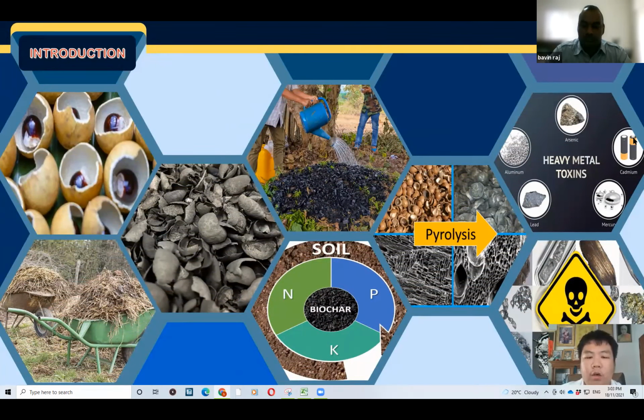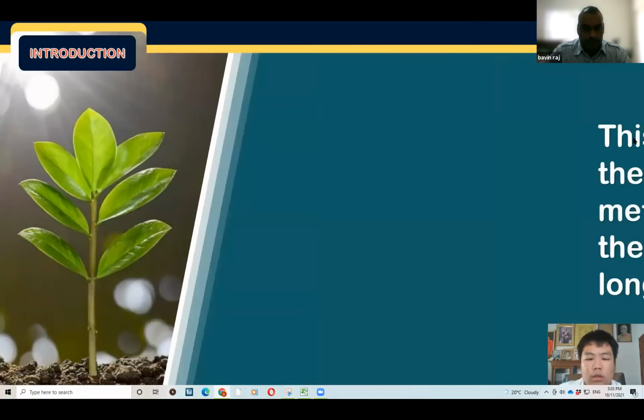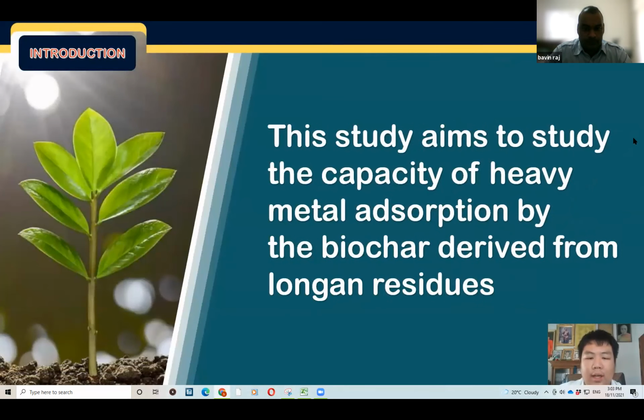Soil in residential or agricultural areas contaminated with heavy metals will adversely affect the health of those who receive it, as it accumulates in the body. This study aims to study the capacity of heavy metal adsorption by the biochar derived from longan residue.